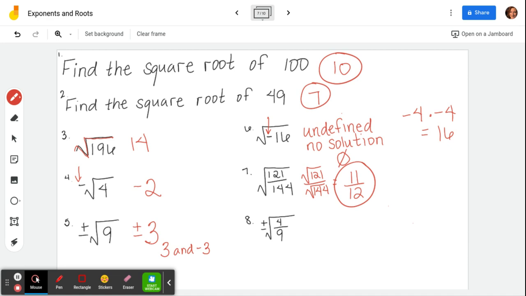Number 8, the square root of 4 is 2. The square root of 9 is 3. It says put a plus minus on the outside. So that really means 2/3 and negative 2/3.